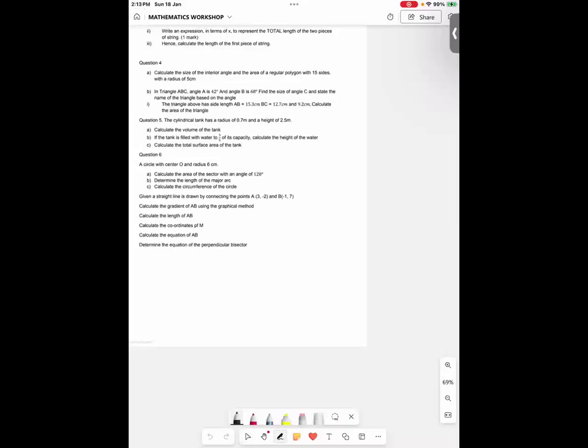In question number 6, we're talking about a circle. And let's see. It says a circle with center O and a radius of 6 centimeters. Your job is to calculate the area of the sector with an angle of 120. You are to determine the length of the major arc, and you're also to calculate the circumference of the circle.